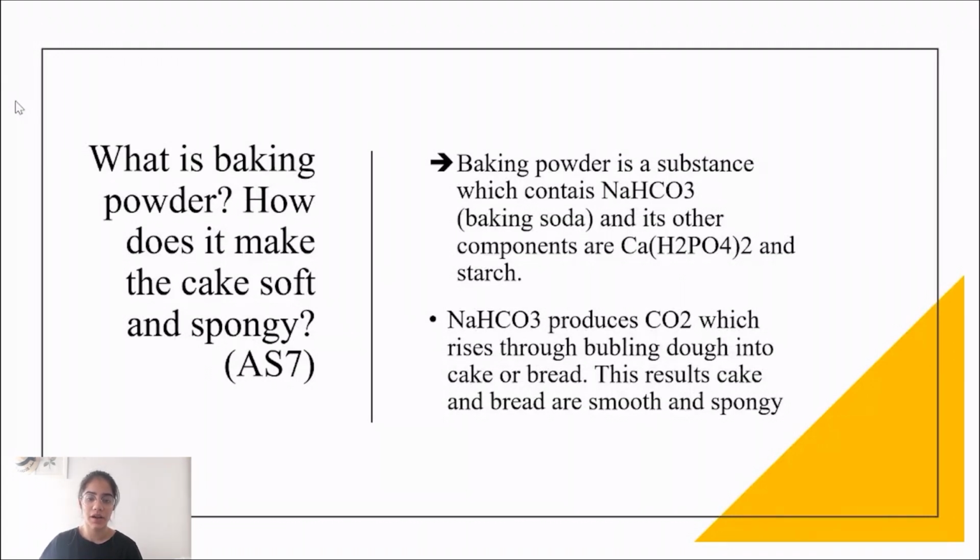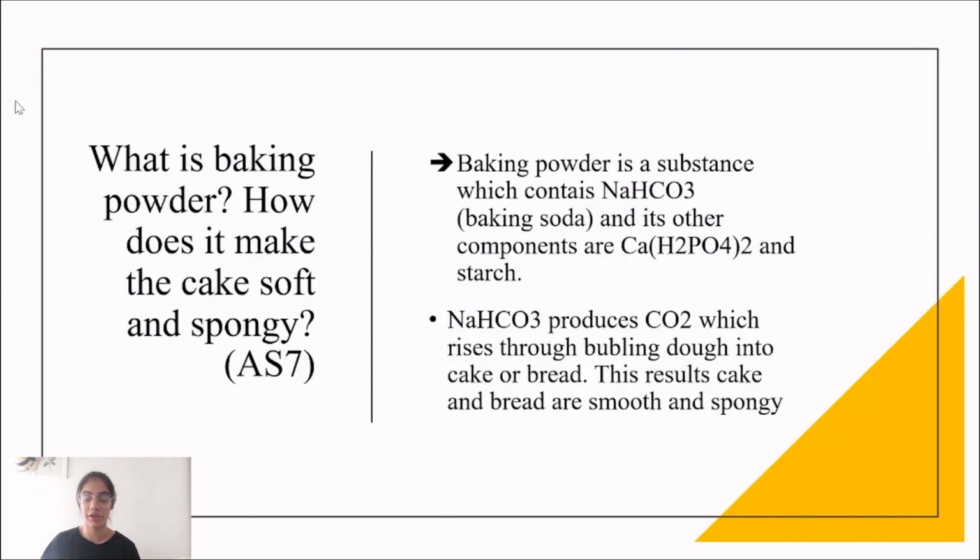What is baking powder? How does it make the cake soft and spongy? Baking powder is a substance usually that contains sodium hydrogen carbonate and calcium hydrogen phosphate and starch. Sodium hydrogen carbonate is baking soda, which is one of the important ingredients in a substance which is called baking powder. So when this substance is mixed in bread or cake, it produces carbon dioxide, and when this carbon dioxide is produced, it rises through the dough and it makes it soft, spongy, and even smoother.